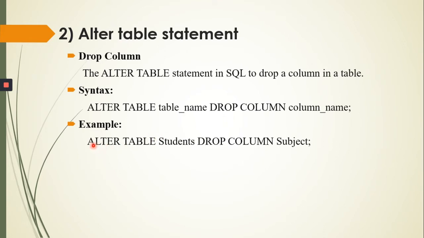Now, example: alter table. From which table do we have to remove the column? Student. Student is the table name. Drop column, which column? Subject. So from the student table, the subject column will be removed. So this is the concept of drop column.